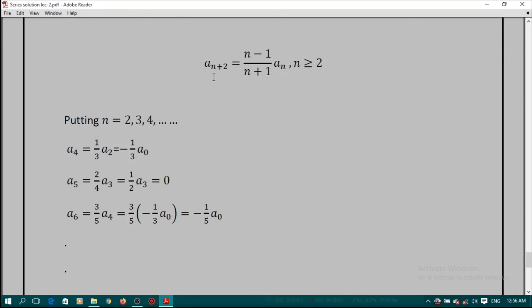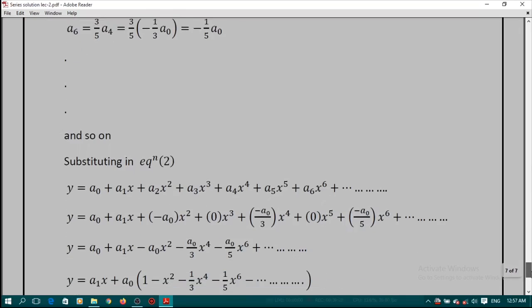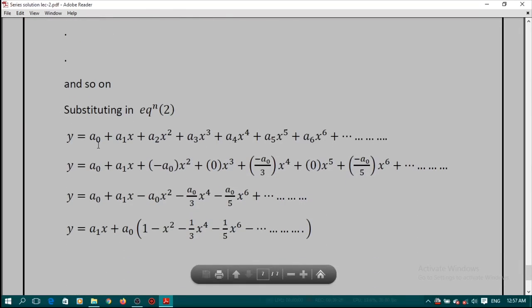Now if we put n equal to 4 here, we get a6 equal to 3 by 5 into a4. But value of a4 is minus a0 by 3. So after substituting that value, we get a6 is equal to minus a0 by 5. And so on. Continuing in this way, we can find other coefficients. Now substituting all these values in equation 2, so equation 2 is actually y is equal to a0 plus a1x plus a2x square plus a3x cube plus a4x raised to 4 plus a5x raised to 5 plus a6x raised to 6 and so on.